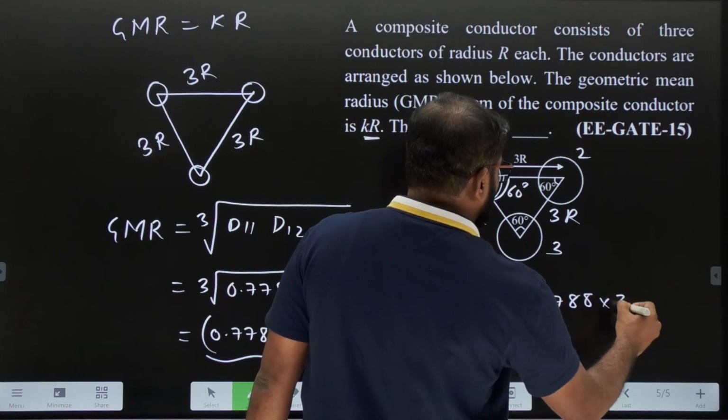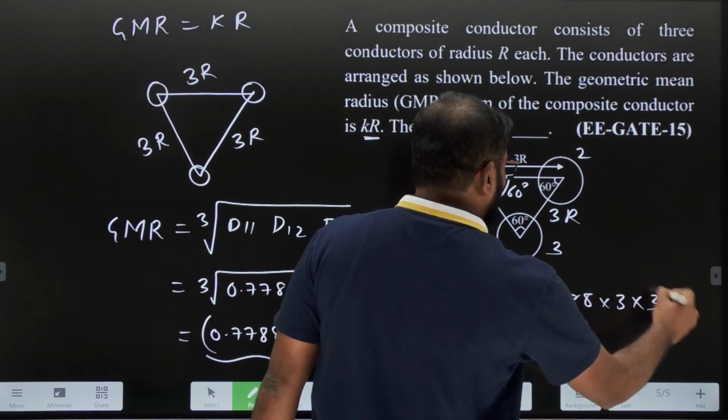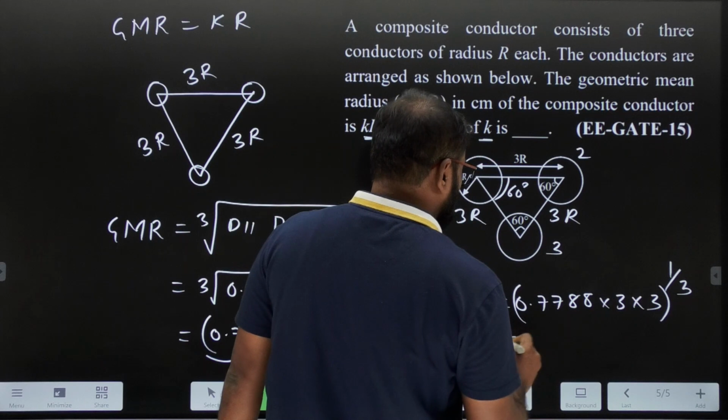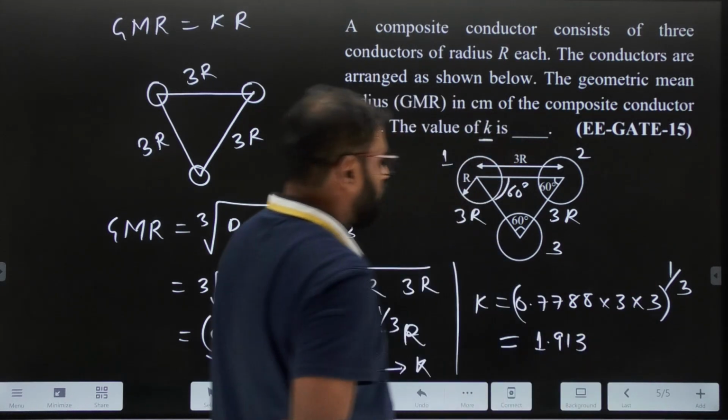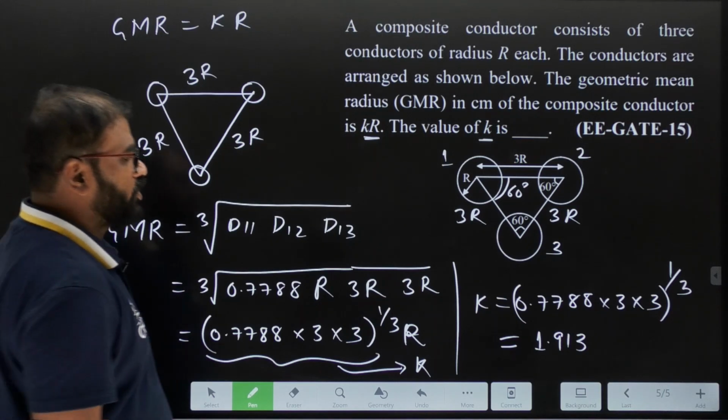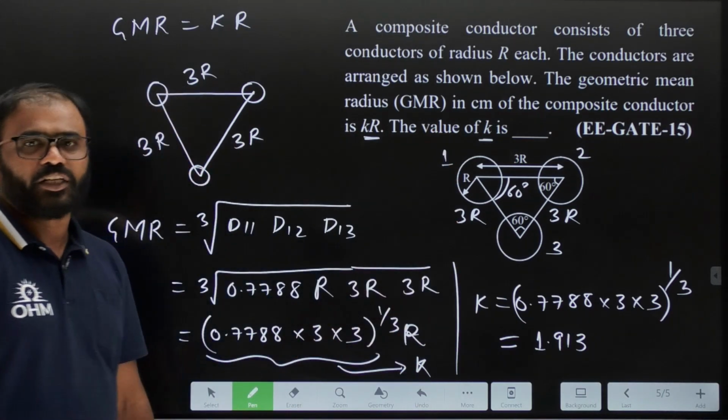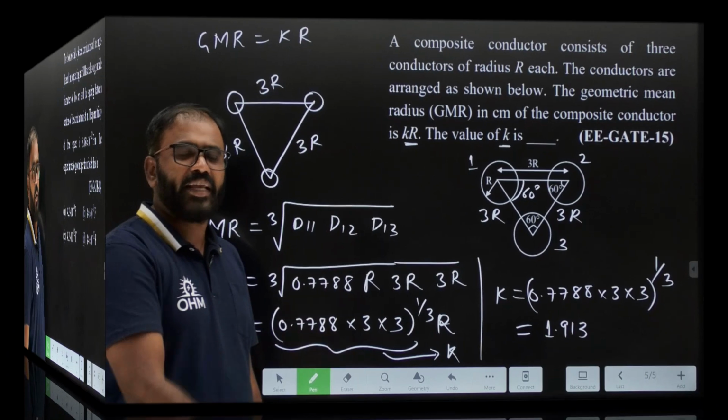0.7788 into 3 whole power 1 by 3. Now this value is 1.913. Okay, so the answer for this question is 1.913. Now we'll move on to the next question.